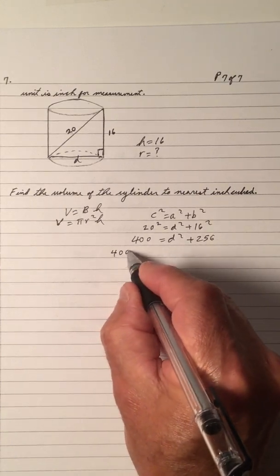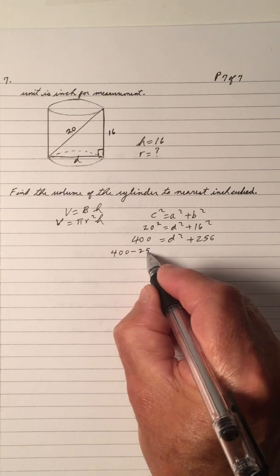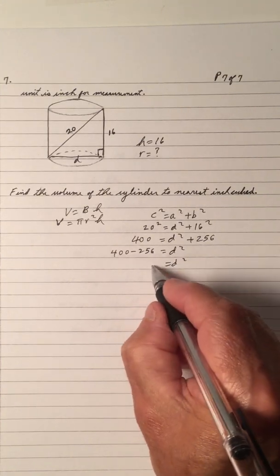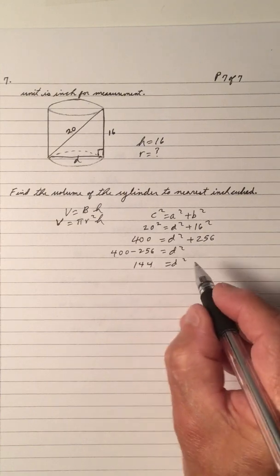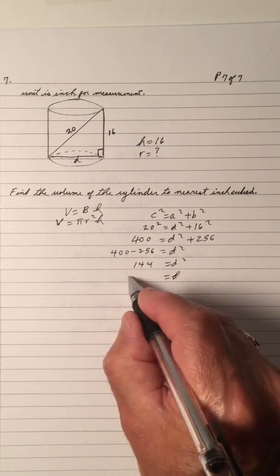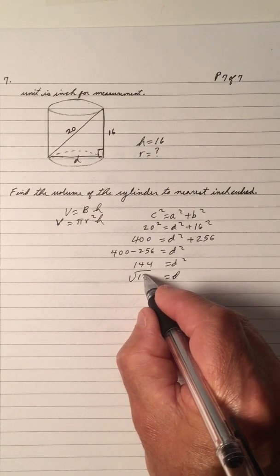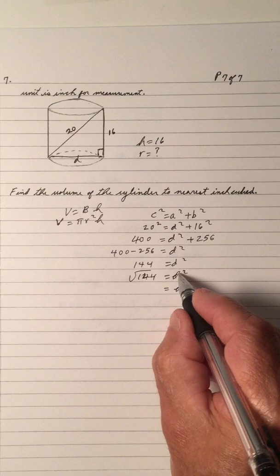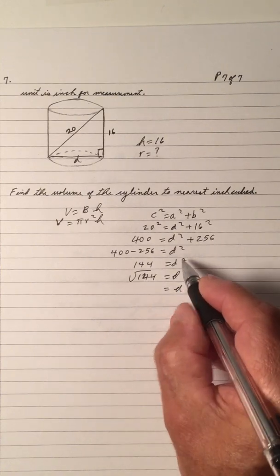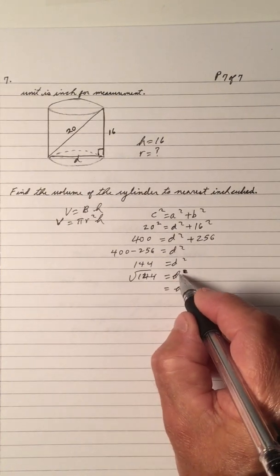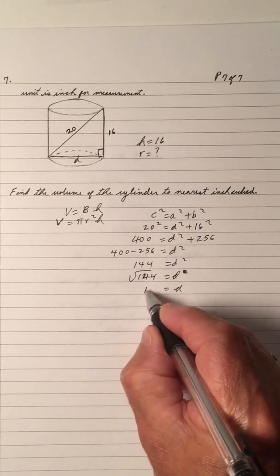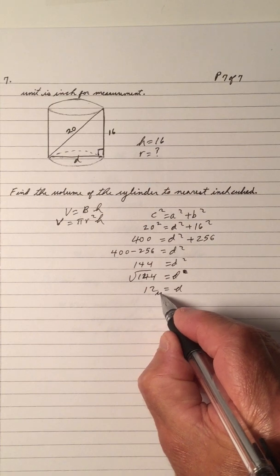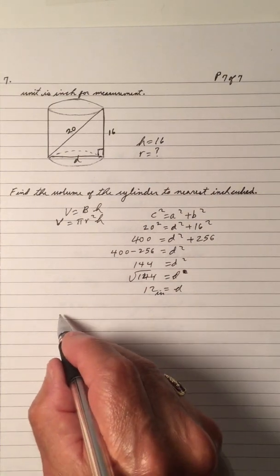And transpose, move it over to the left side and subtract. So d squared becomes 144. D squared is 144. D is the square root of 144. D is equal to 12. And again, the units are in inches, so we just note that. So now we can do the volume.